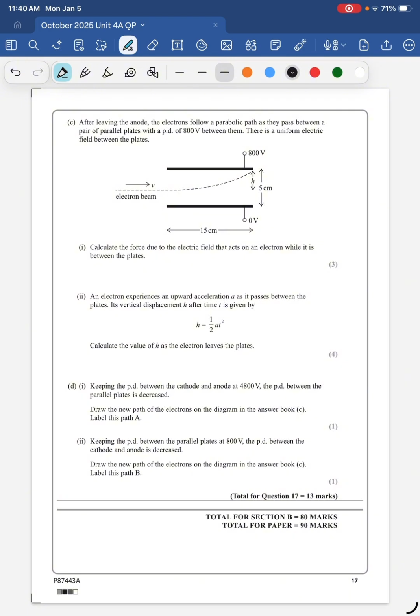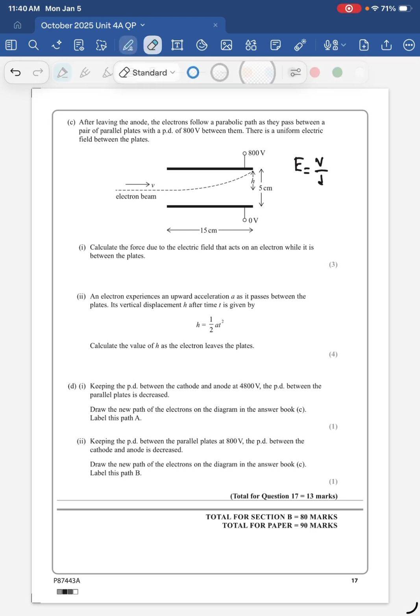Part C. After leaving the anode, the electrons follow a parabolic path as they pass between a pair of parallel plates with a potential difference of 800 volts between them. There is a uniform electric field between the plates. Calculate the force due to the electric field that acts on an electron while it is between the plates. Okay, first of all, we have to find the electric field. I'm going to do it over here. The electric field is V over d.